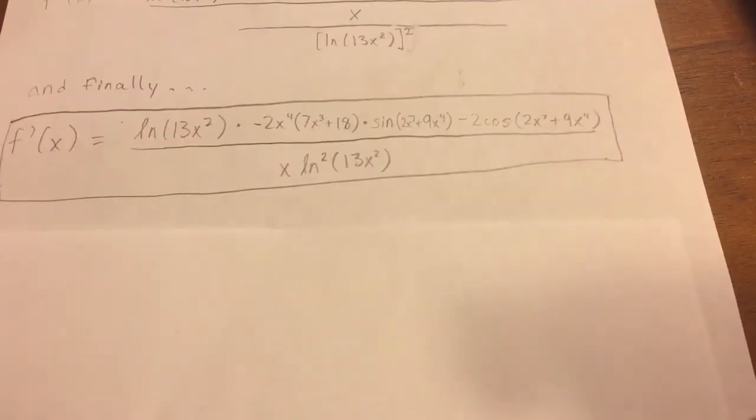And finally, we have our answer of f prime of x equals ln of 13x squared times negative 2x to the power of 4 times 7x cubed plus 18 times sine of 2x to the power of 7 plus 9x to the power of 4 minus 2 cosine of 2x to the power of 7 plus 9x to the power of 4, all over x times ln squared of 13x squared.